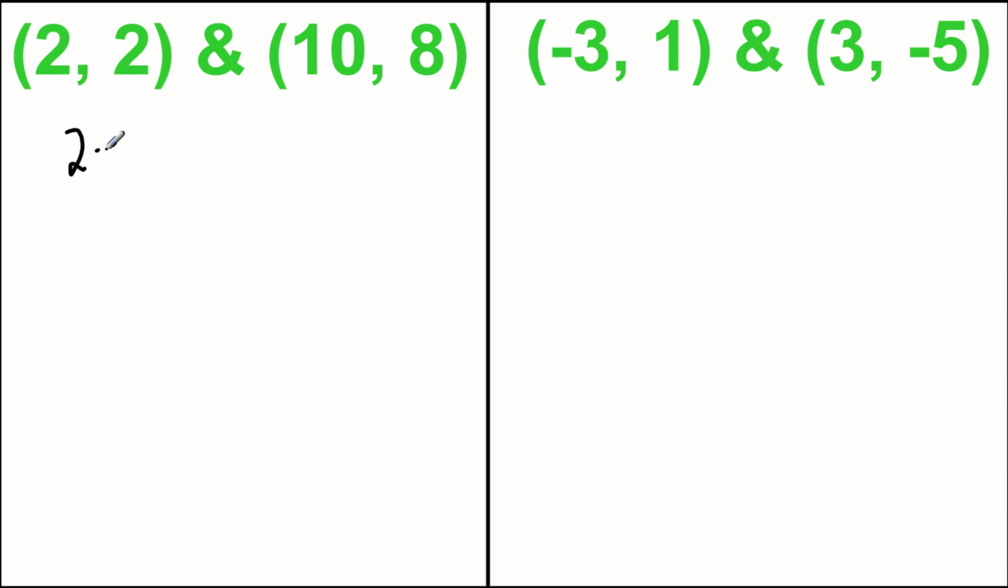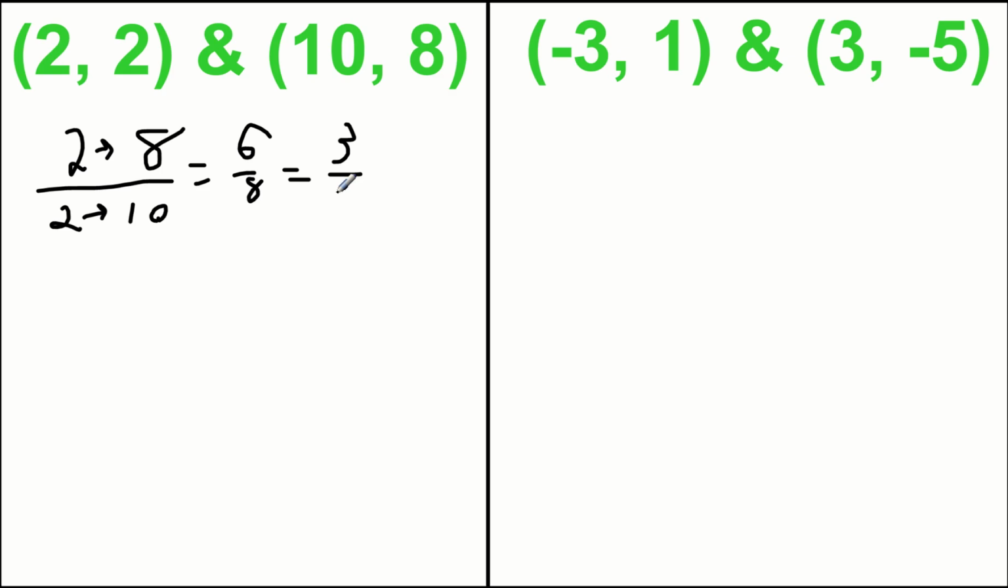So we're going from 2 to 8 for the y values. Change in y on top. X values are going from 2 to 10. Both of those are increasing, so we got positive numbers. We do have 6/8. That part was correct. 2 goes in both those, so you want to simplify your fractions. 6 divided by 2 gives us 3. 8 divided by 2 gives us 4.